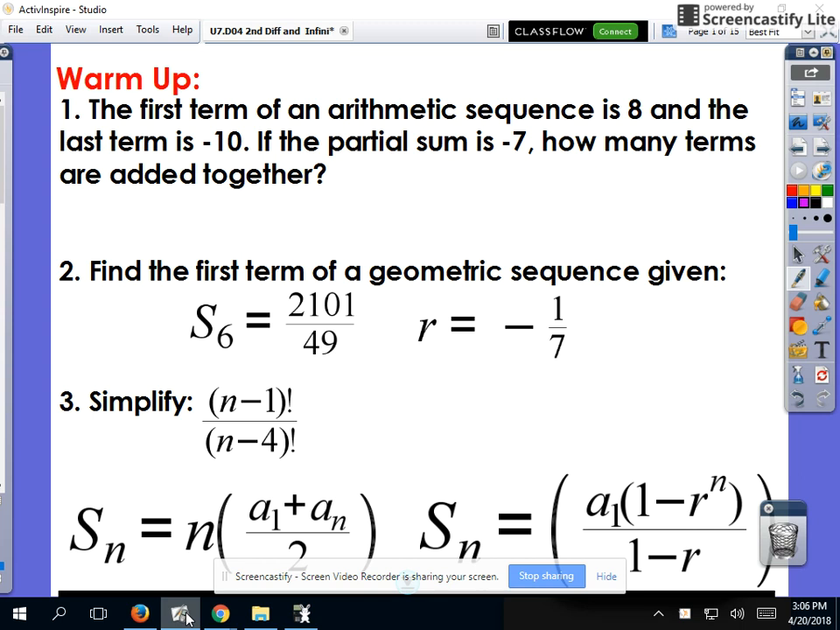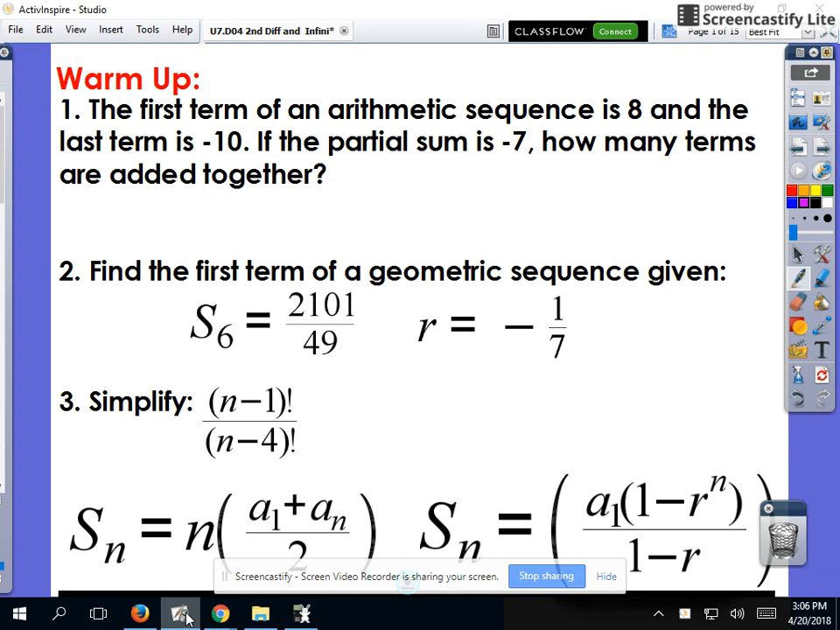Fincher. We are about to start on our converging and diverging portion of the series and sequence unit. We're also going to talk about first and second differences. So let's go ahead and pause.